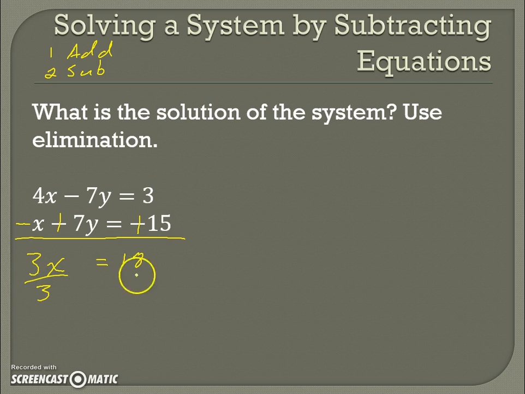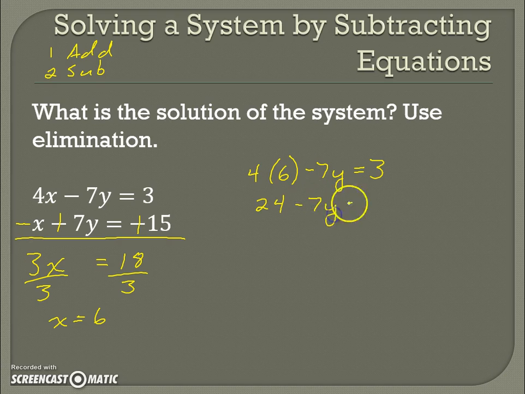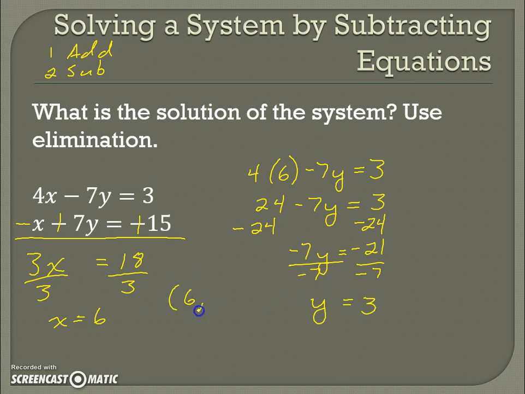So here I divide by 3, and x equals 6. Substitute that back into one of the originals. It doesn't matter which one you use for this, but you do want to make sure that you are checking both of them. So we'll subtract 24. Divide by -7. I get y equals 3, so that my ordered pair is (6, 3).